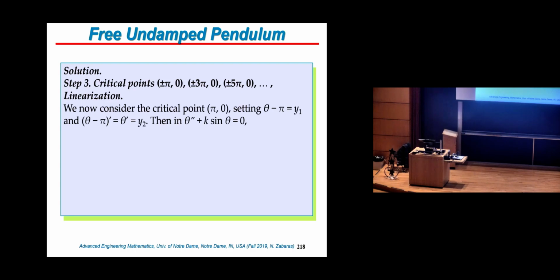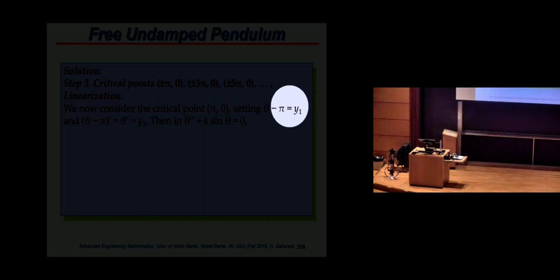By removing basically from y1. So y1 was theta, so we're going to define a new variable y1, which is theta minus pi. And y2 is going to be y1 prime, so it's going to be theta prime minus pi prime. So y2 basically is not going to change, but y1 is going to be theta minus pi.